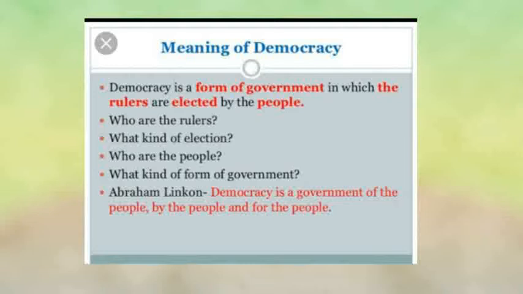Who are the rulers? What kind of election? Who are the people? And what kind of form of government? The answer to all these questions is democracy. If we talk about who the rulers are, guys, the people are the rulers. It means the people elect their representatives by election. They are the rulers. But who are the people? Guys, those who are living in that particular country, they are the people.